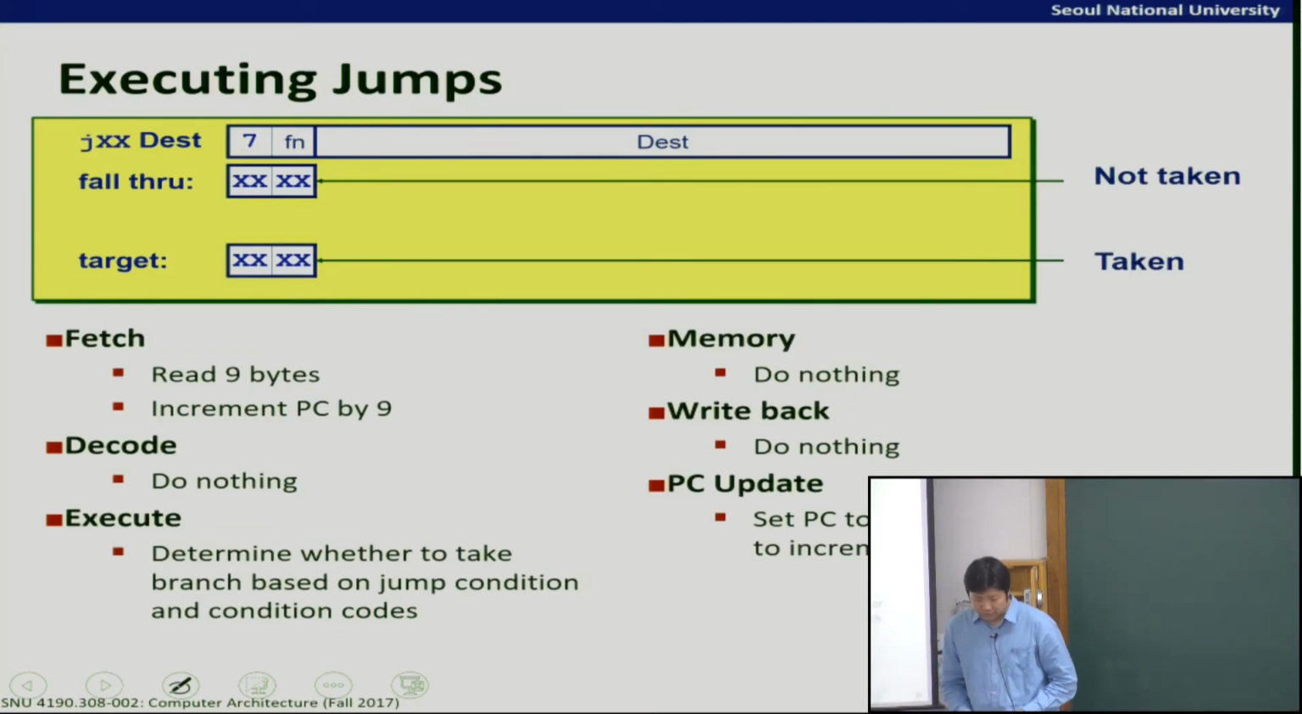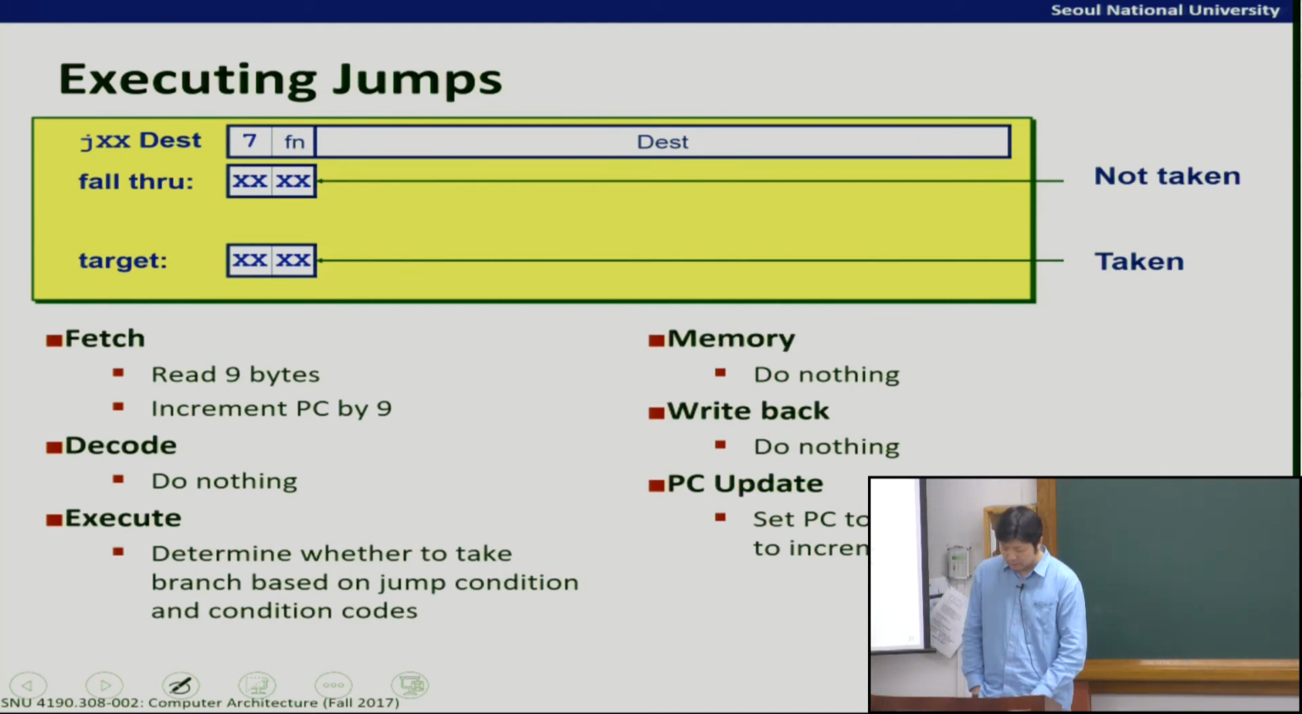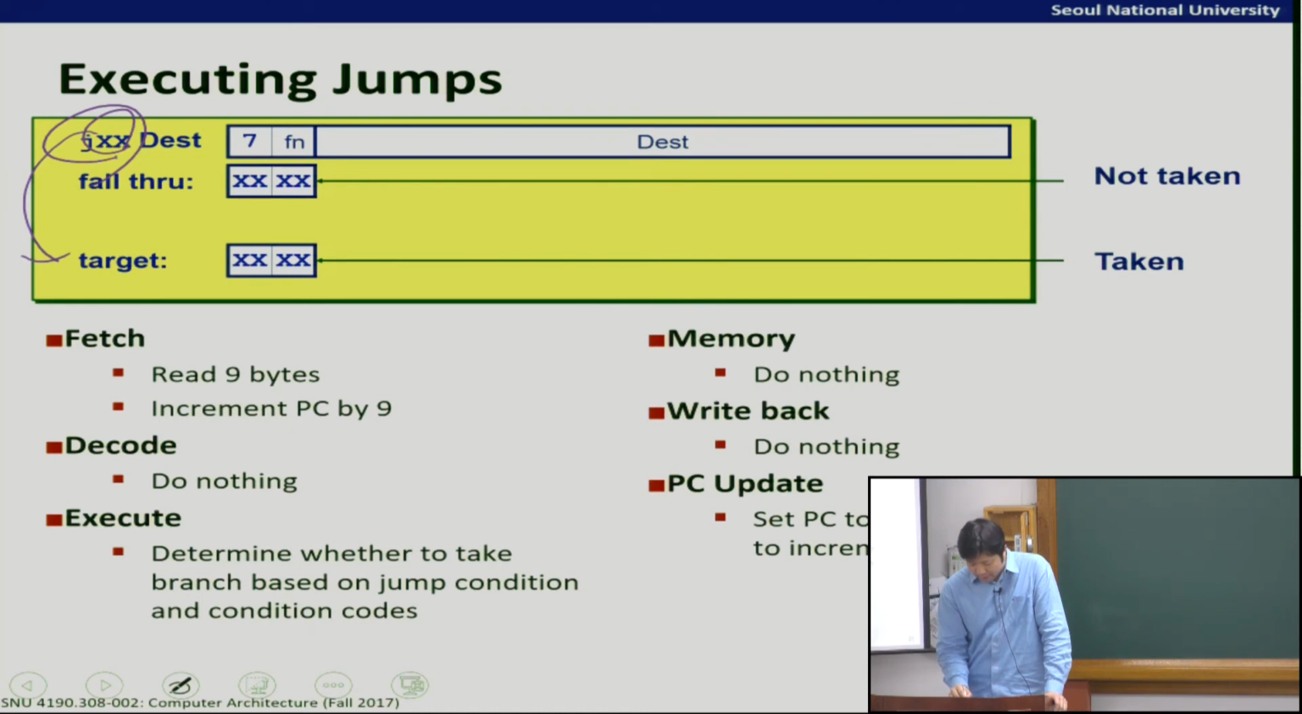So let's go over to another instruction. Let's say jump, how jump is executed. If you execute a jump instruction, this XX actually specifies a condition. If that condition is satisfied, you actually jump to the target. Otherwise, you fall through to the next instruction, right? That's how this JXX instruction works.